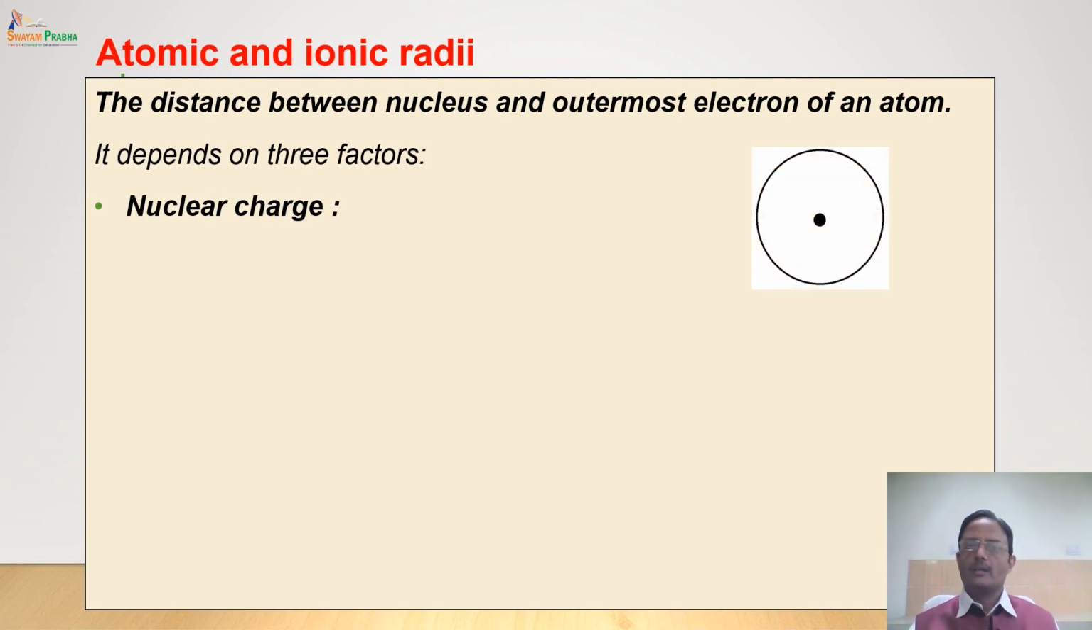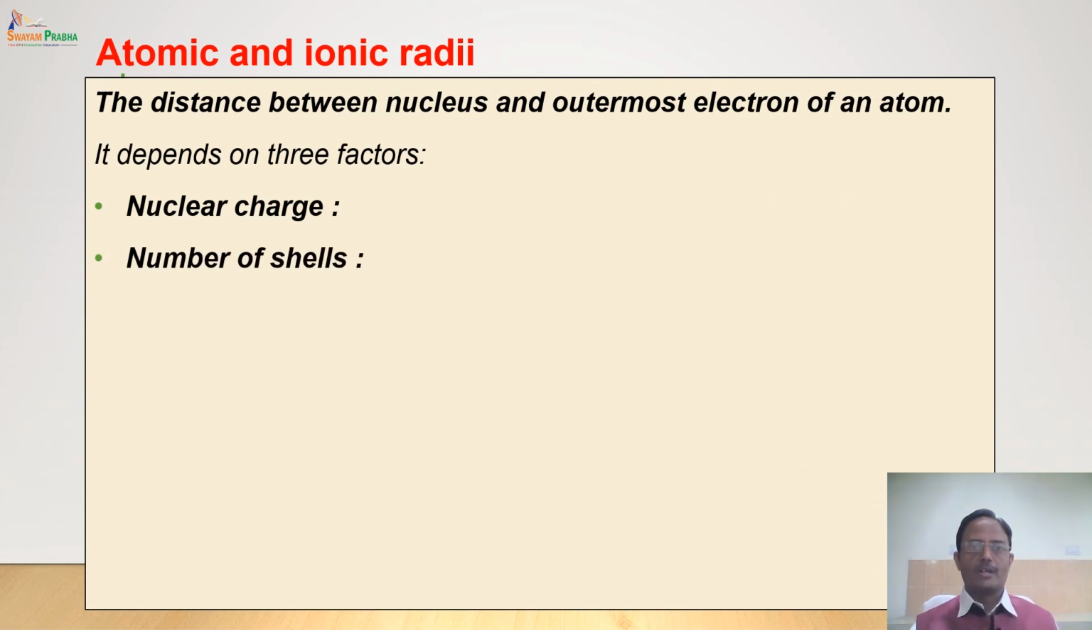Now we know that nucleus is continuously attracting all the electrons towards itself. Because of the force of attraction, every electron is bound to the nucleus. Now if nuclear charge increases, its force of attraction will increase. And if its force of attraction increases, the electrons are pulled closer and the atomic radius decreases. It means that with increase in nuclear charge, the atomic radius decreases. So in other words, we can say that atomic radius is inversely proportional to nuclear charge.